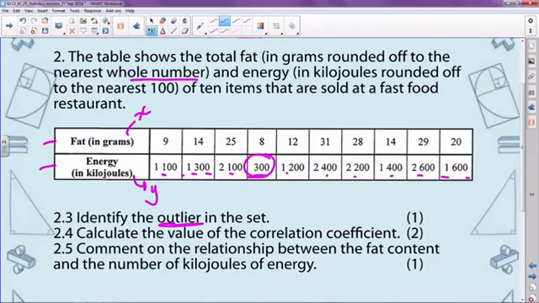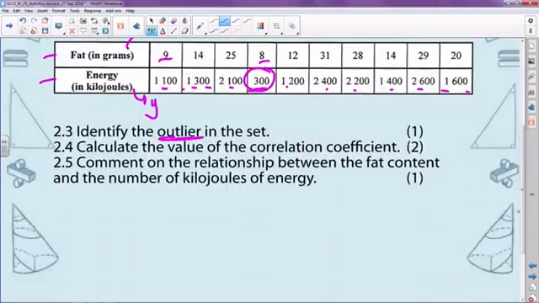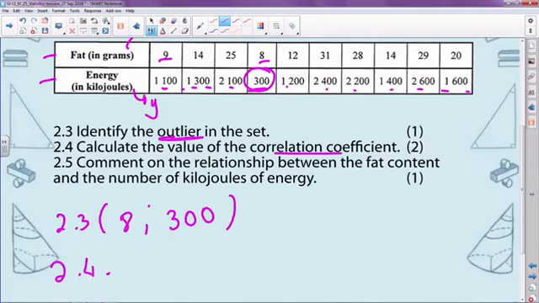All right, and it almost doesn't seem to fit in, because if you look at 9 grams of fat releasing 1,100 kilojoules, and then 8 grams, which is only 1 gram less than that, only releases 300 kilojoules. So the outlier in this set will be the point 8 and 300. Okay. 2.4, calculate the value of the correlation coefficient.